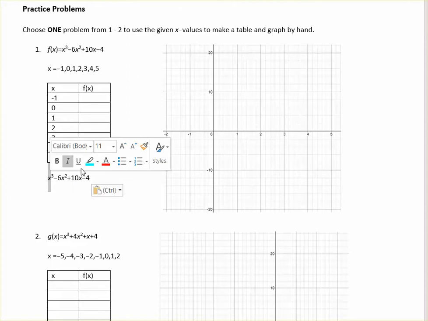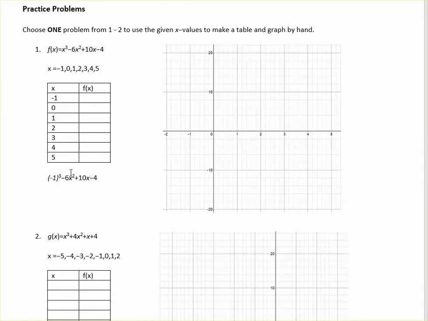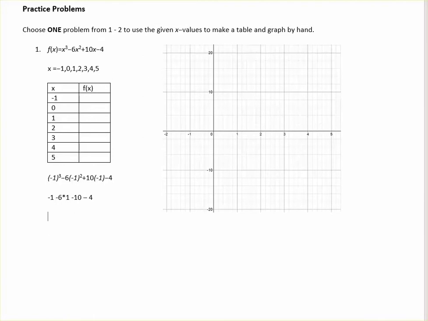So x is equal to -1, so I'm going to put that in parentheses, and I'm just going to replace all of my x's with -1 for my first value. This one might be a little easier because it has less negatives than the other one. Alright, and then I'll simplify. -1 to the third power is -1, minus 6 times -1 squared. I don't want to do too much at once, so minus 6 times -1 squared is minus 6, plus 10 times -1, that would be minus 10, and then minus 4.